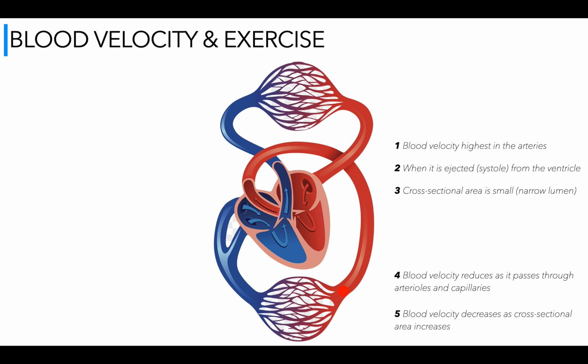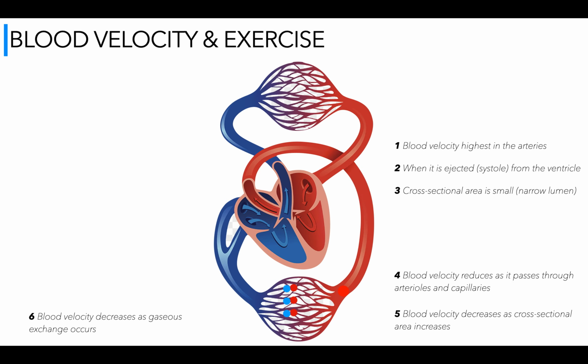So the cross-sectional area has increased. If we look there, the blood is now going through the arterioles and into the capillaries. As we know, the function of capillaries is to slow the blood down for gaseous exchange. So during gaseous exchange, blood velocity is still low. It's decreasing because gaseous exchange is occurring. But hopefully we're getting the idea here.